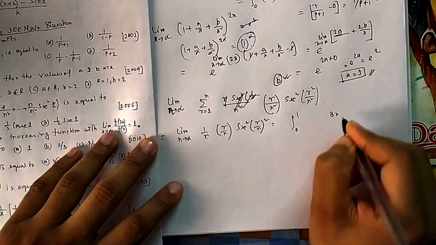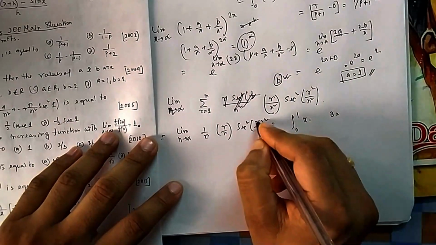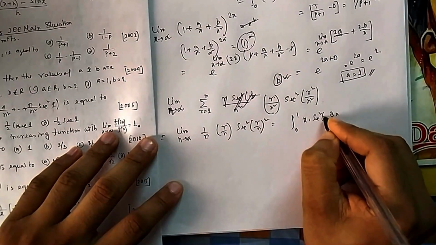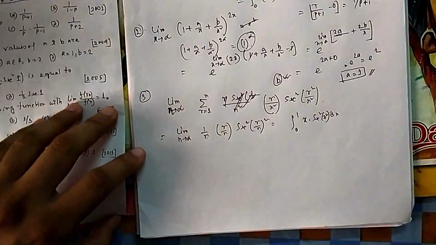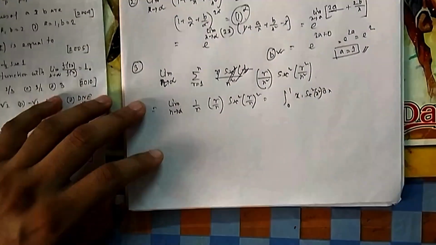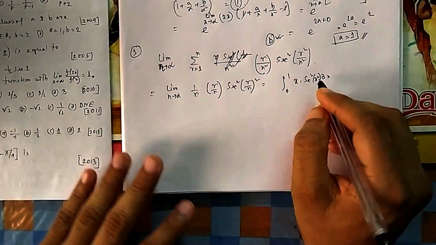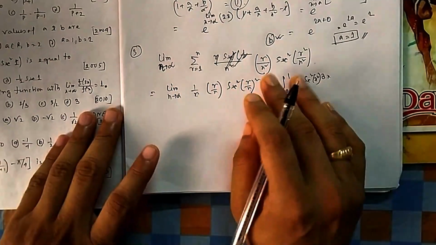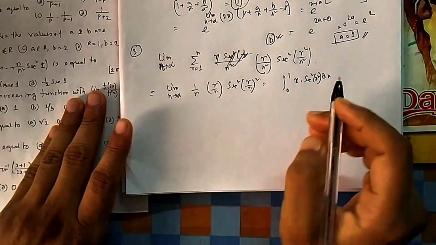So what I told you, this r by n will go to x, this is 0 to 1, this is dx, r by n is x, so it is x sec square x square. Now I think you can easily integrate, if you are one of those who know integration, it is easy. For others, we will come to integration after some time.